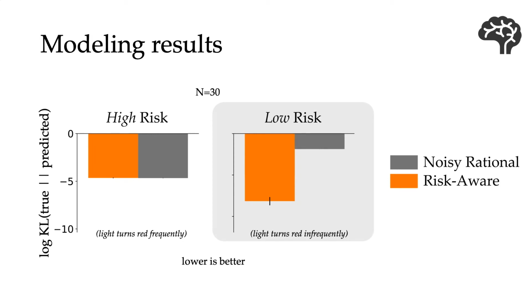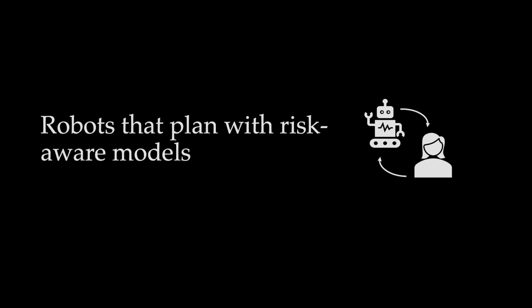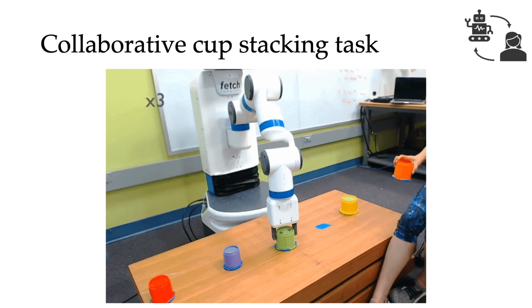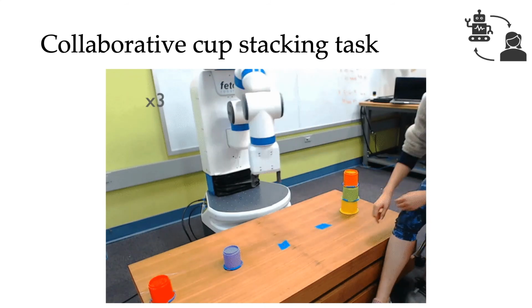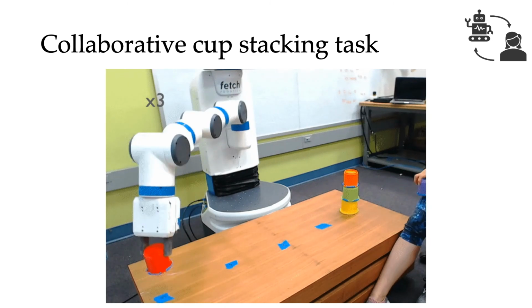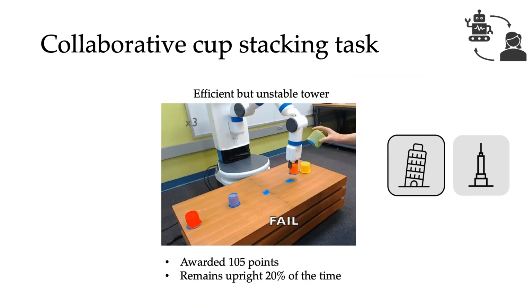On the right, you can see that the risk-aware model was able to better capture the user's tendency to make suboptimal but safe choices. We now know that risk-aware models can better predict suboptimal human behavior, but why is this useful? To test the usefulness of the risk-aware model, we performed a user study with a robotic arm. Participants performed a collaborative cup stacking task where the human and robot are trying to stack these 5 cups into a tower. There are 2 possible configurations.